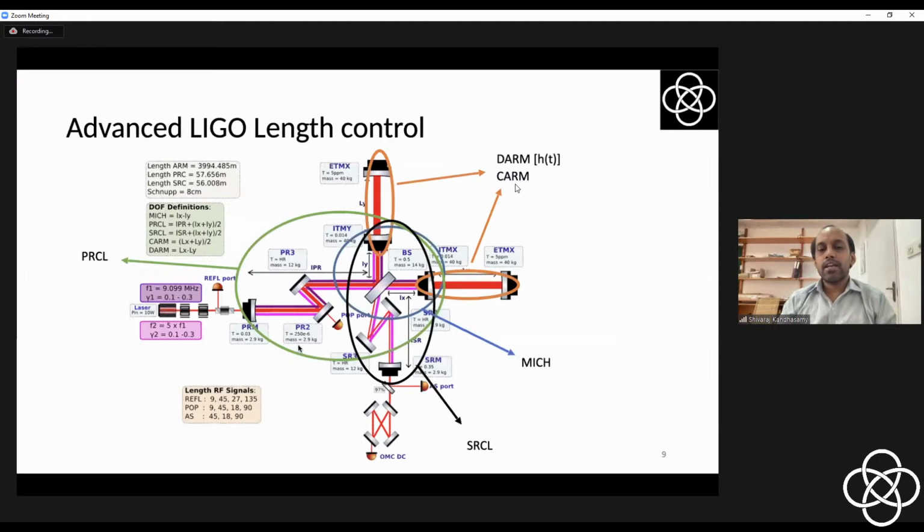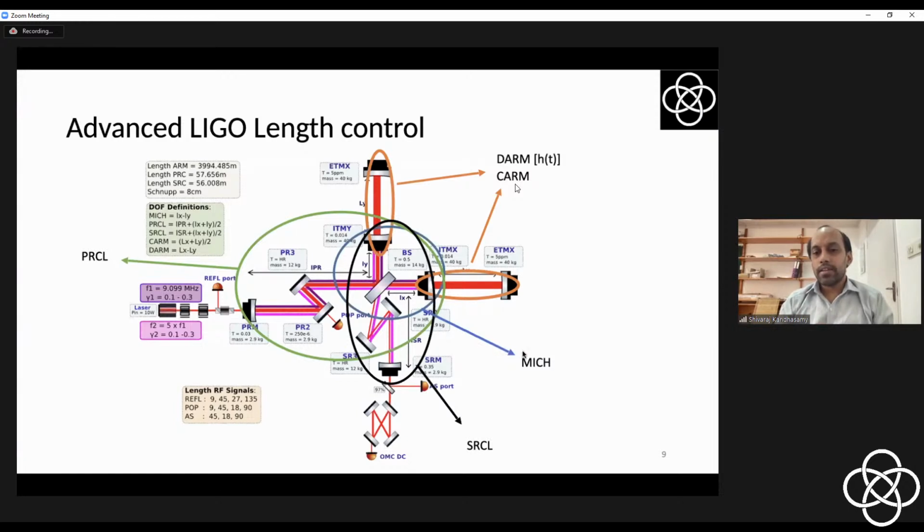So here is another layout of the same interferometer. There are 5 main degrees of freedom in the interferometer that affect its operation. The first one is we start with the power recycling cavity. This is the power recycling mirror, and these 2 mirrors. These 3 mirrors form the cavity. That's the power recycling cavity. The main purpose of this cavity is to enhance the power that's going into the interferometer.